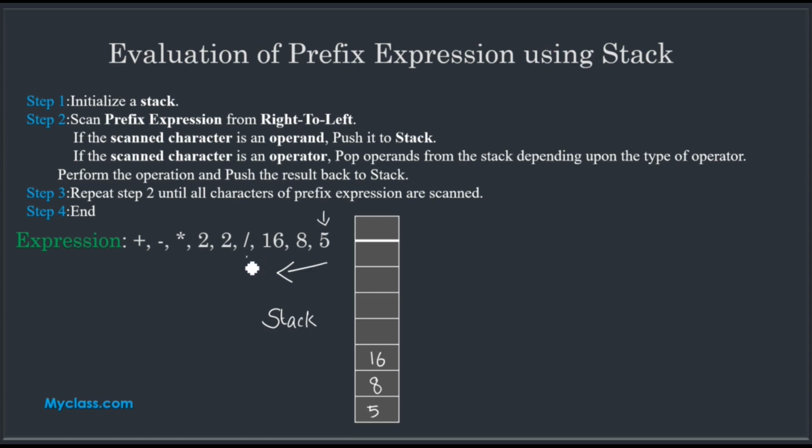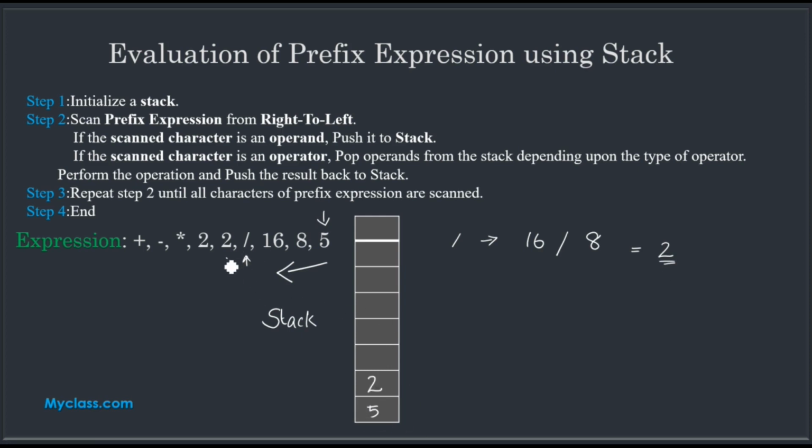Now there is a division operator. When the division operator is encountered, we are popping 16 and we are popping 8 and doing the division. We are popping 16 and writing it here, then popping 8 and writing it here, then doing the division. The answer is 2. Now we want to push this 2 into our stack. So now the topmost element is 2.